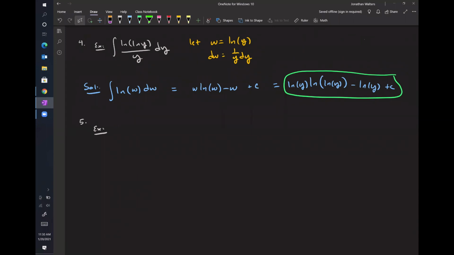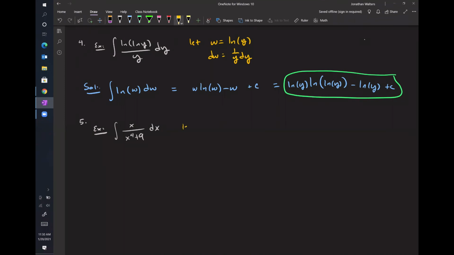Number 5. It's going to be the next one we have here, the integral of x over x to the 4 plus 9 dx. What do you think? We actually did one like this when we covered substitution. So you've actually seen one just like this before.